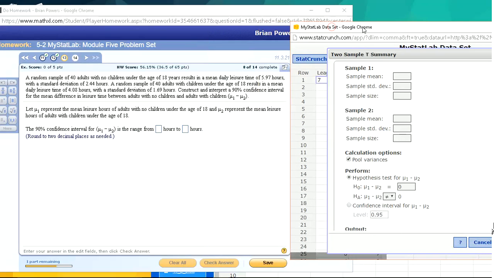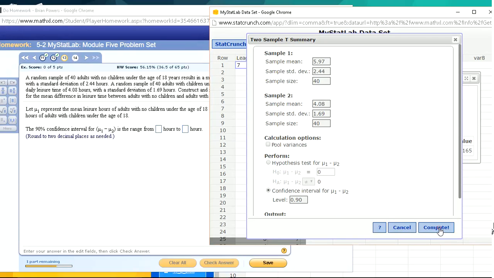So we've got the sample mean for sample 1. This is the first group of adults, is 5.97, standard deviation of 2.44, and the sample size was 40 adults. For the second group, it says it's 4.08. We have a standard deviation of 1.69, and the sample size also 40. Okay, I'm not pooling variances. And let's see, we want to do a confidence interval, and we want it to be a 90% confidence interval. And that's it. 90%. Compute.